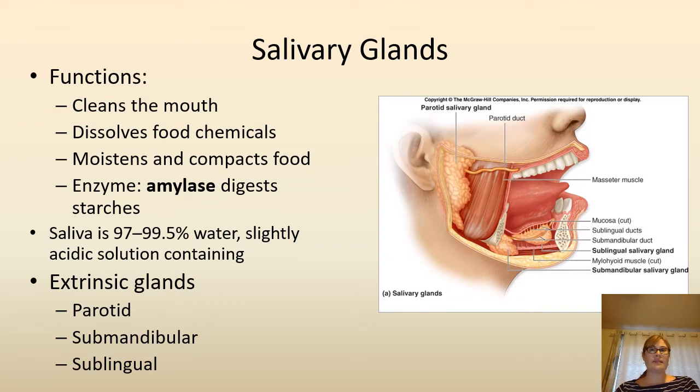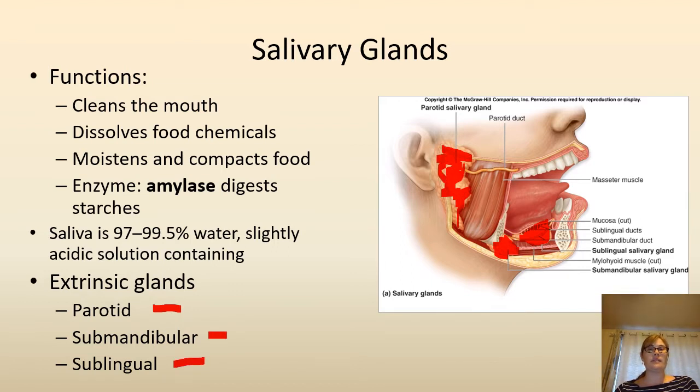Salivary glands are next. Here is one of them. There's a pair of these called the parotid glands, P-A-R-O-T-I-D. And then we have one just under the tongue. This one is called the sublingual gland. And then we have one just below the mandible, known as the submandibular. So those are your three types: parotid, submandibular, and sublingual.